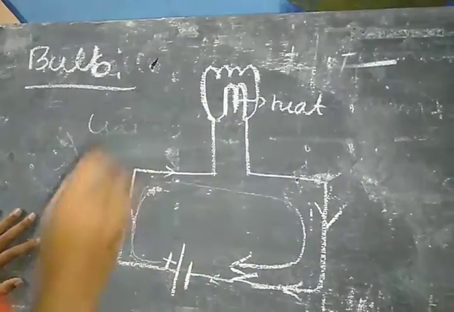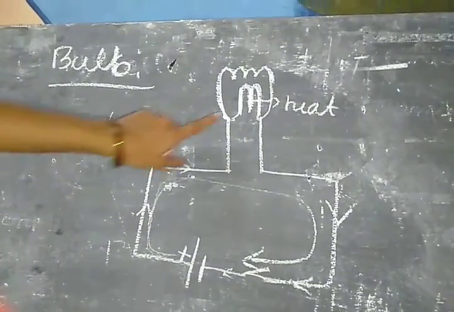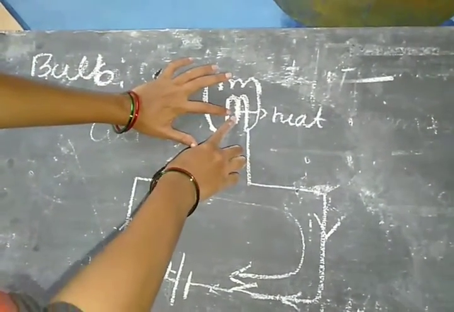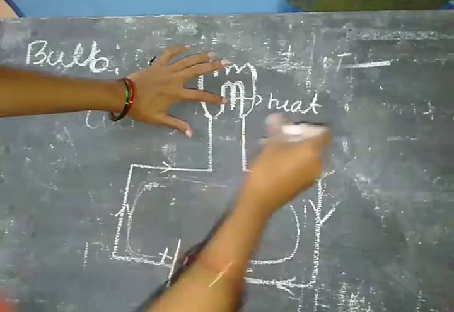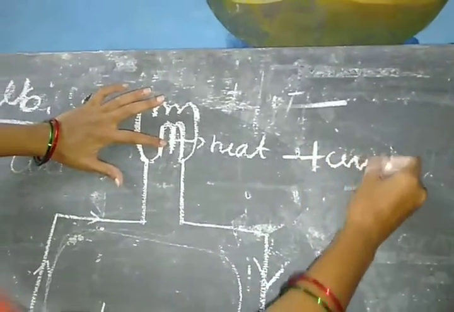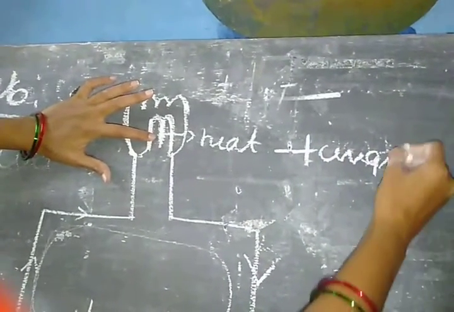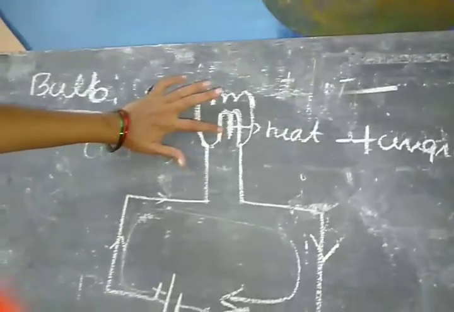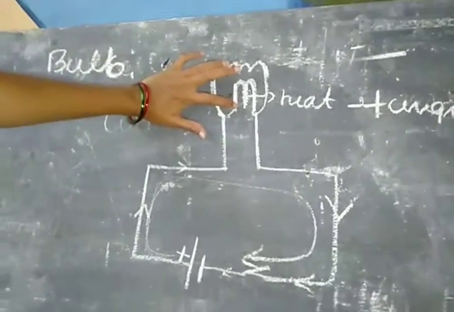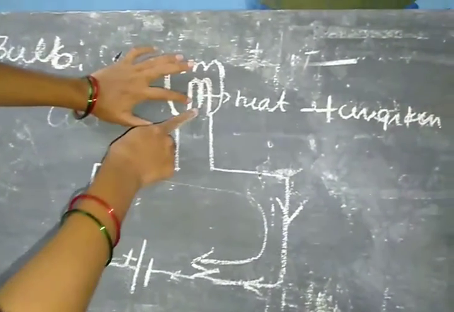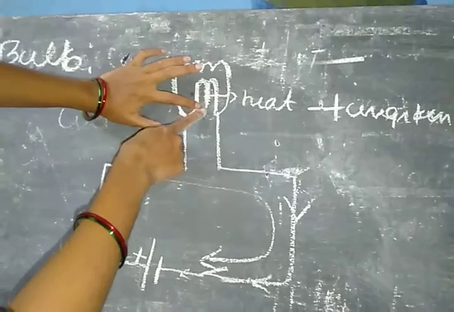So this is the bulb. And here this filament is usually made up of a material. That material is tungsten. Why is this material used? Because tungsten has a high melting point. This filament has a high melting point.